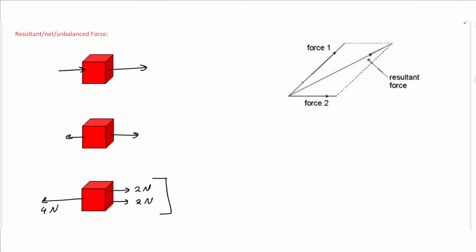If the forces have an angle between them, you can use the parallelogram method, or you can use the head to tail method to add the forces. Okay, for example, this is from the start to the end. This is the resultant of these two forces.